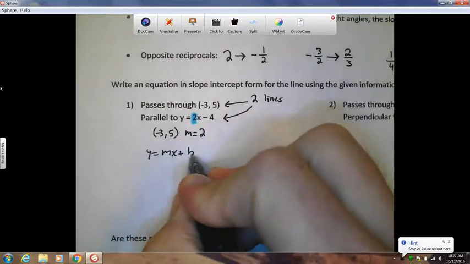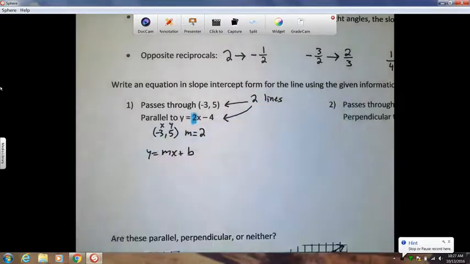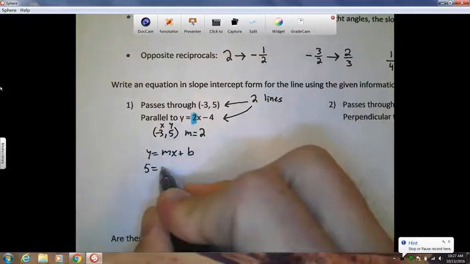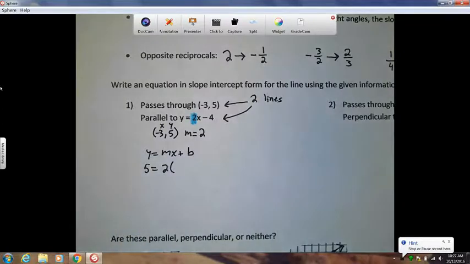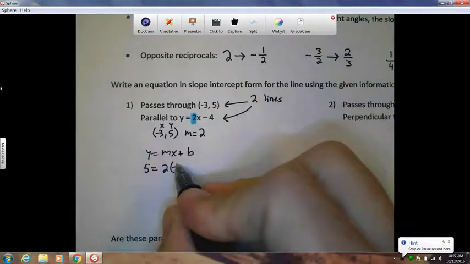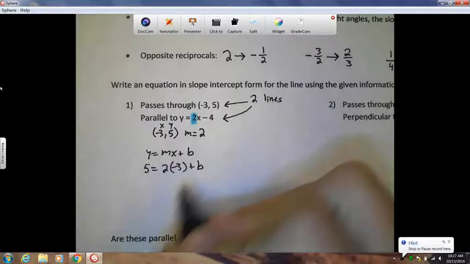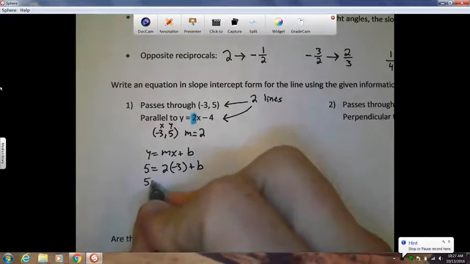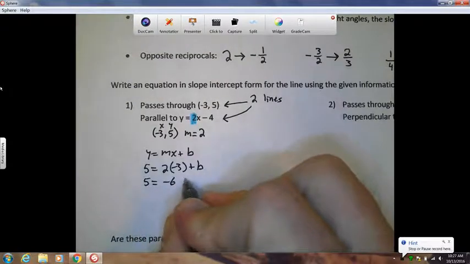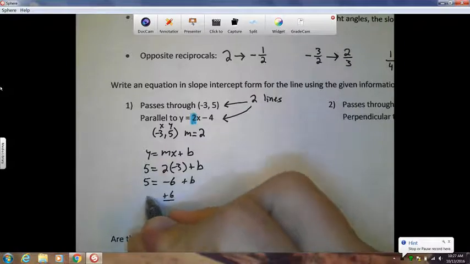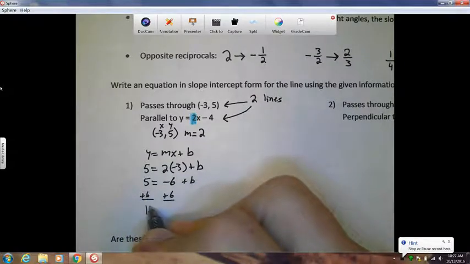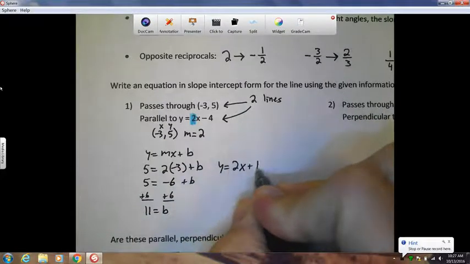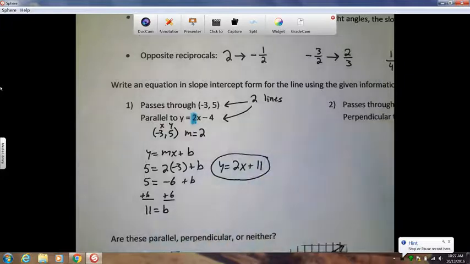Y equals mx plus b. Here's an x, here's a y. Y is 5. M is 2. X is -3. And I don't know my y-intercept. I have to find that. Okay, so now I've found it.